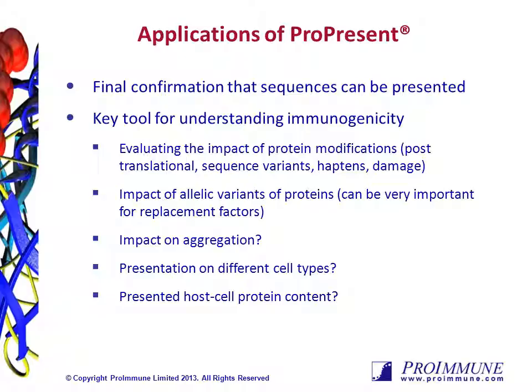So what can you do with ProPresent? First of all, it's a great way to demonstrate that suspected T-cell epitope sequences are actually presented on cells. It's also a tool for understanding immunogenicity more generally. You can look at how protein modifications modify antigen presentation, or the difference that allelic variants can make in proteins in relation to how their fragments are processed and presented. The effect of aggregation can also be studied.